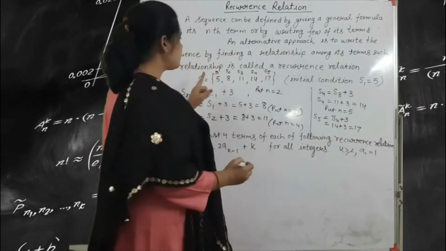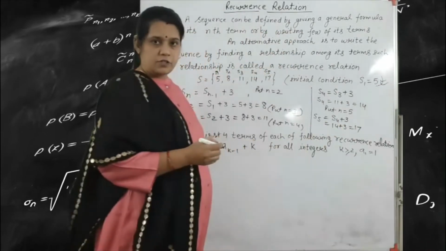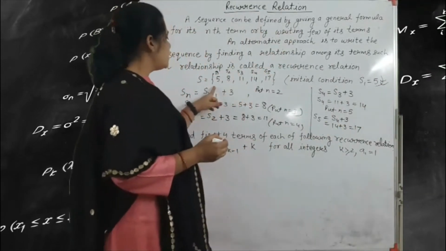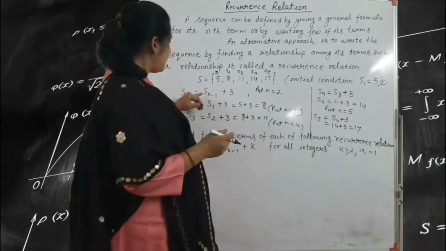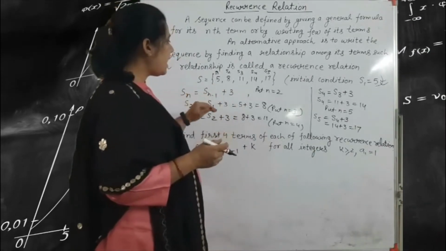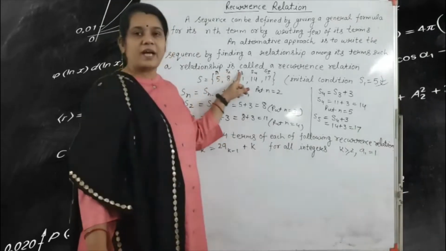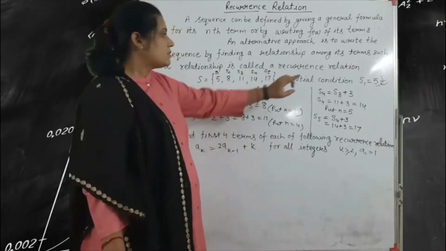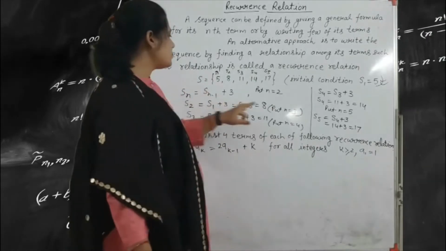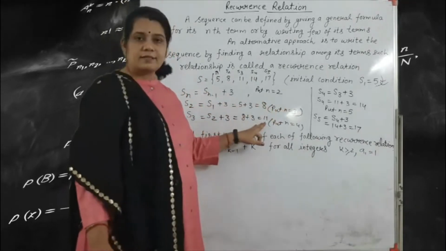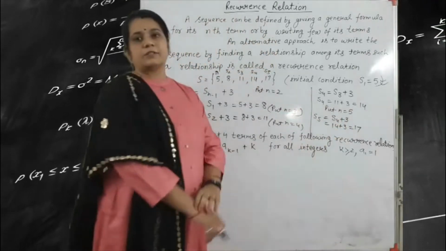So our first value S1 is equal to 5, already given according to our question. With the help of this value, we find the recurrence relation. And with the help of this recurrence relation, we find the values of S2, S3, S4, S5. So S1 is equal to 5, already given. S2 is equal to 8, S3 is equal to 11, S4 is equal to 14, and S5 is equal to 17.